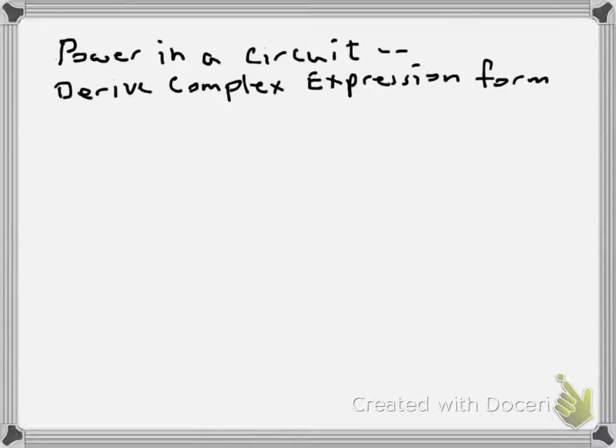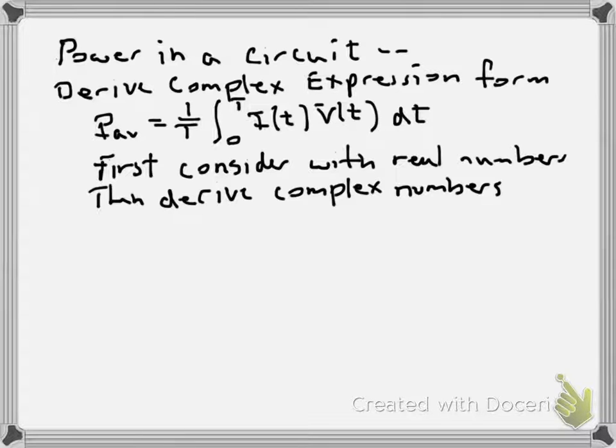Okay, so the game here is to derive the average power in a circuit, and we're going to derive the complex expression form. But to do that, first, we're going to consider the expression for the average power using just real functions. Then after that, we'll show that using the complex functions, we get the same answer.